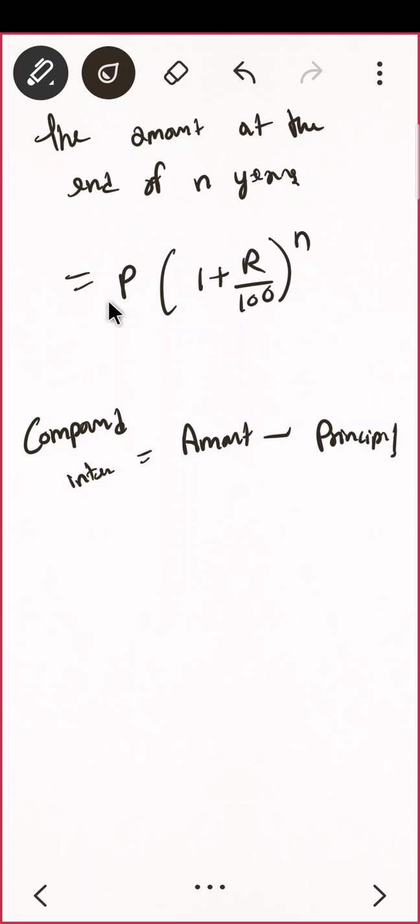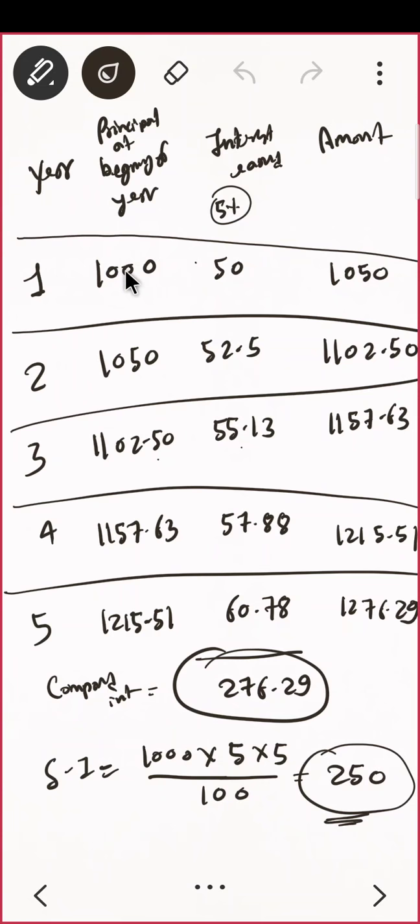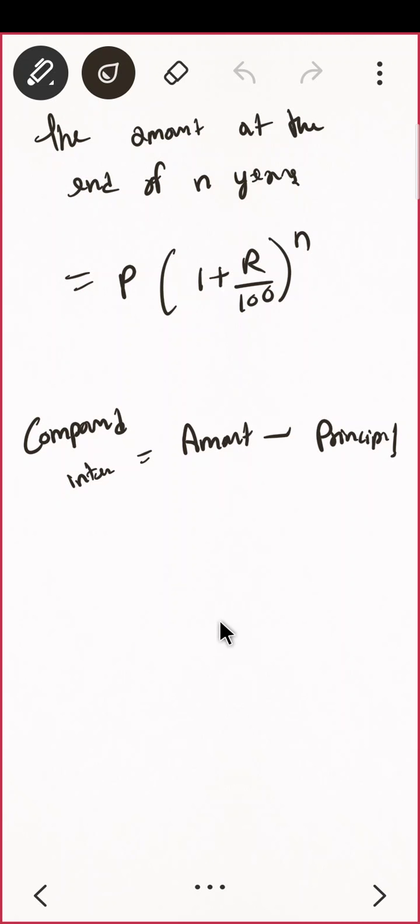If somebody asks how this formula came, you can derive this formula by using the same table. Here this will be your P, here rate of interest, that is it will be R% of that, in the new amount. So new amount you will keep here, and so on. So that's how it will give you.